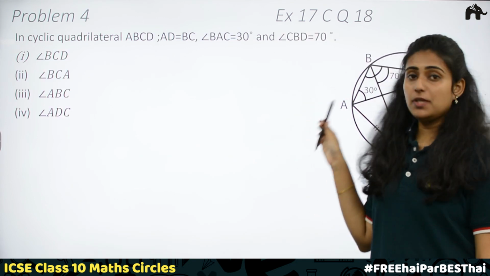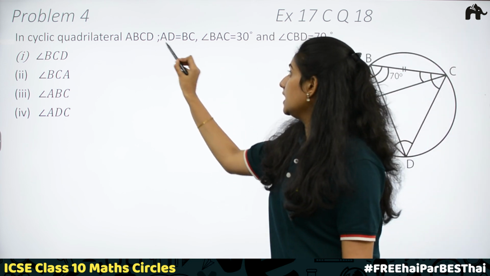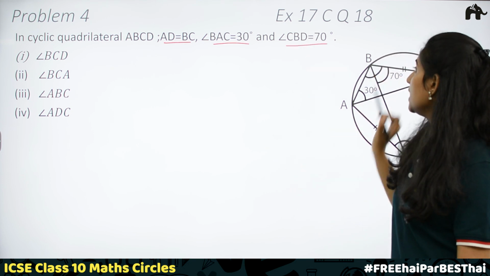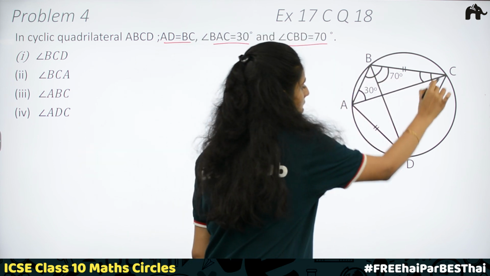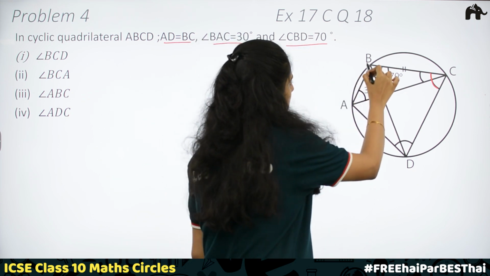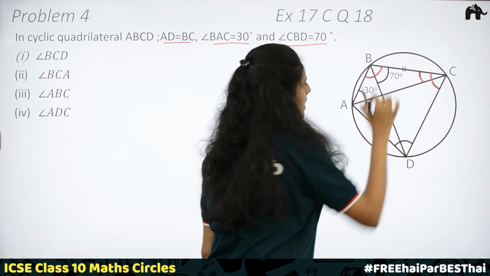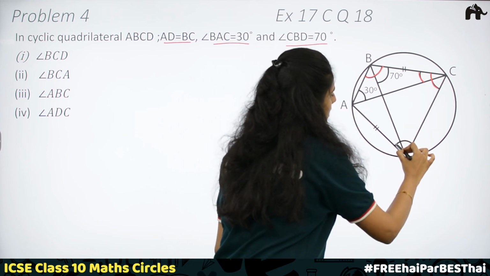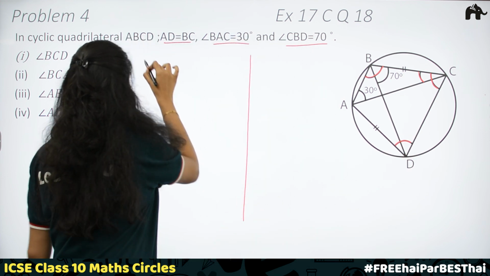Next, problem number 4, question 18 of exercise 17C. In cyclic quadrilateral ABCD, AD is equal to BC, angle BAC is equal to 30 degrees, and angle CBD is equal to 70 degrees. We have to find BCD, angle BCD. This is BCD, this angle. Then BCA, this small angle. Then ABC is this angle. And we have to find ADC, this angle.